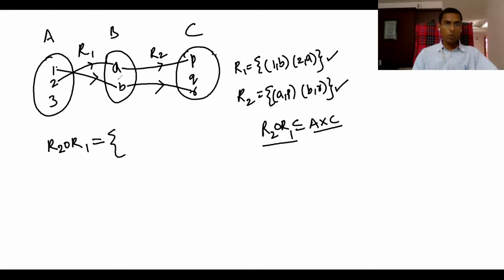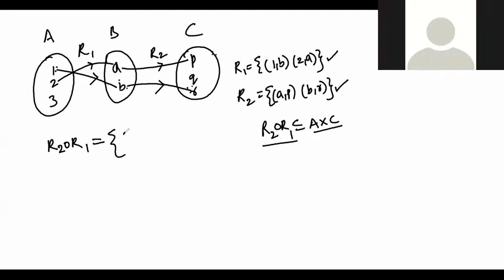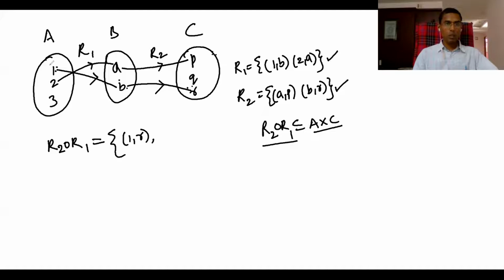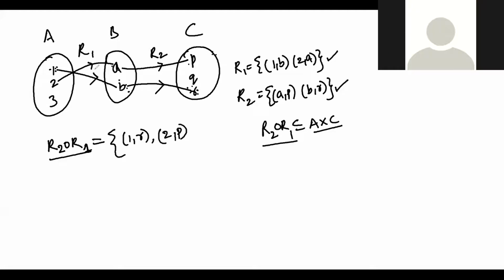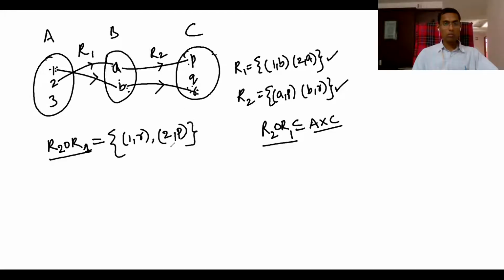How do you write it? 1 to b, b to r. So this is 1 to b, this is b to r, so you write (1,r). Hope you understand. R1 is 1 to b, then R2 is b to r, so therefore you write (1,r) in R2 circle R1. The next one: 2 to a, and from a to p, therefore you write (2,p). Now 3 to nothing is there, so you leave it. So this is R2 circle R1.